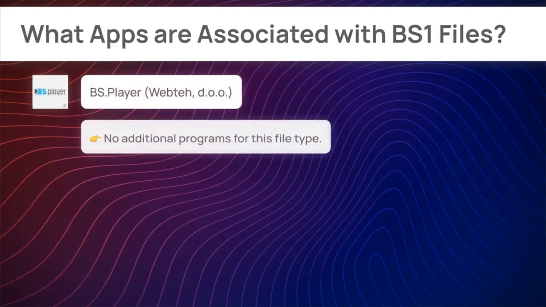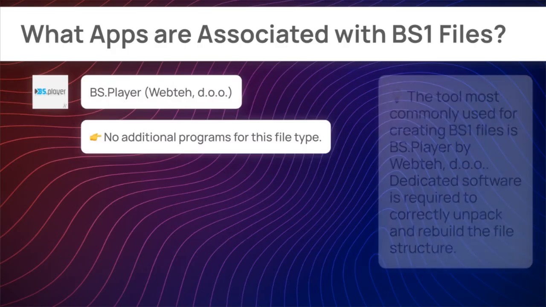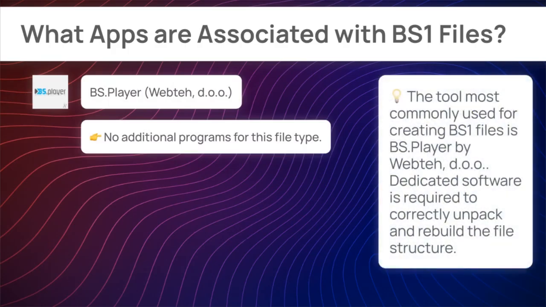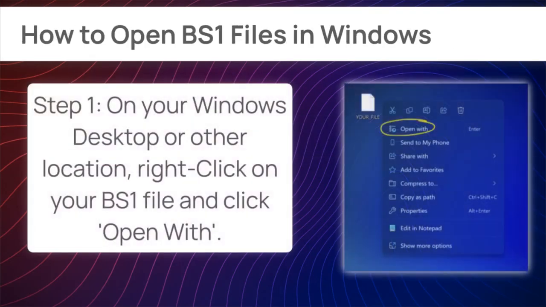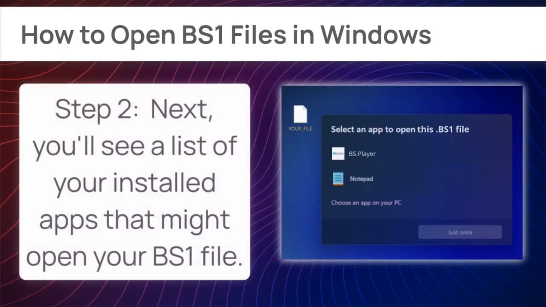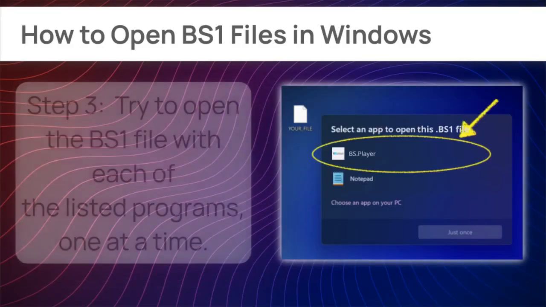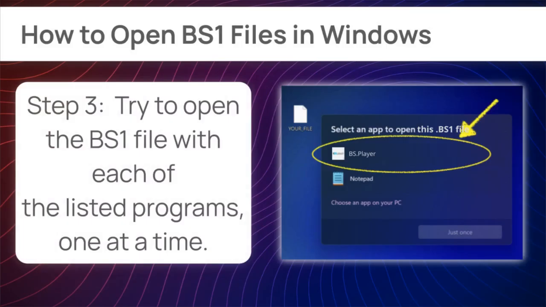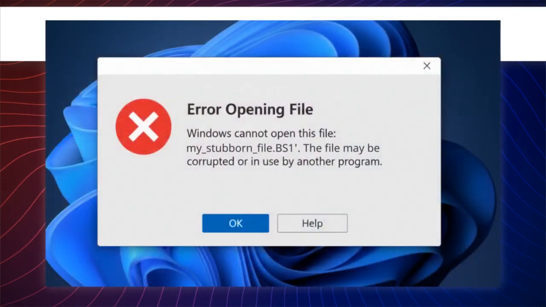Windows registers the BS1 file as an opener for BS.Player developed by Webteh d.o.o. Dedicated software is required to correctly unpack and rebuild the file structure. Windows may open them in a text or config editor, but they should be modified only when you understand their effect. We're checking the software's ability to read the file header. Right-click the BS1 file and select Open with Test BS.Player first. If it's not present, choose a different application. The key is persistence. When a BS1 file fails to open, it is usually for a basic reason. The solution is often simpler than you think.